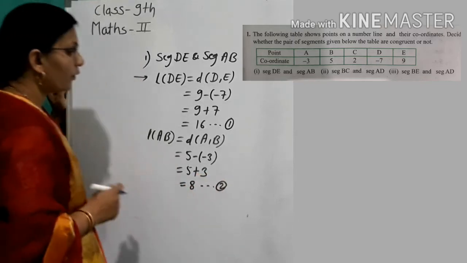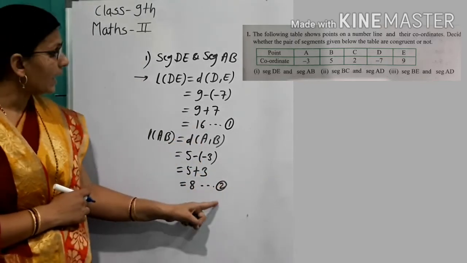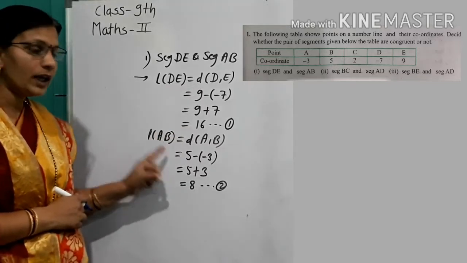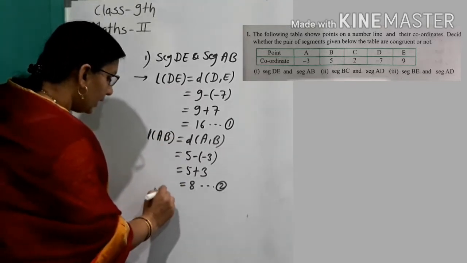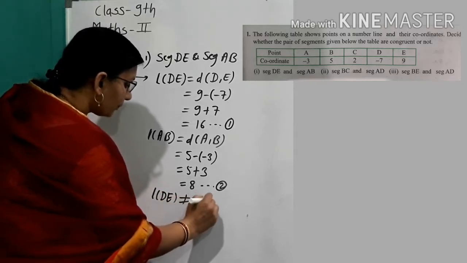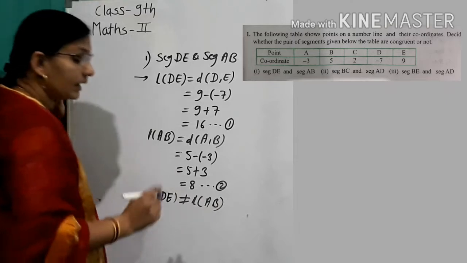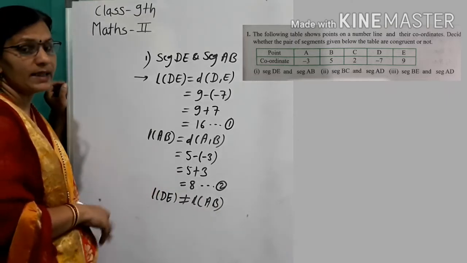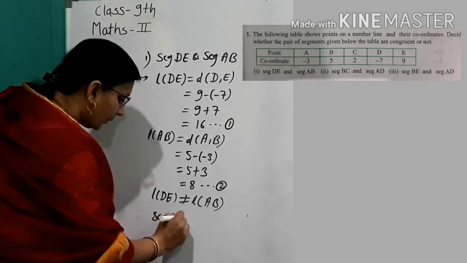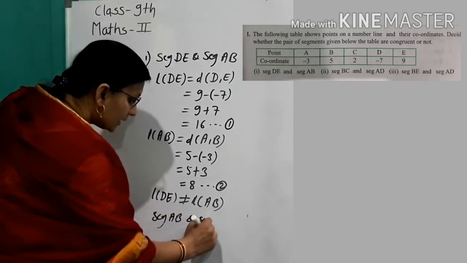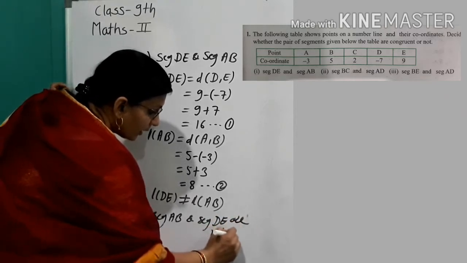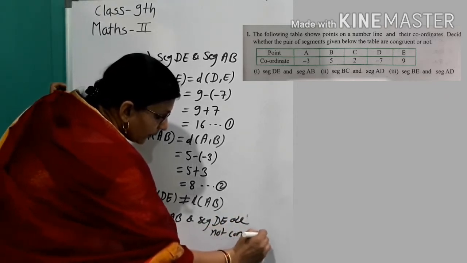That is number 2. From 1 and 2, observe that the length of DE is not equal to the length of AB. Therefore, these two segments are not congruent. That is, segment AB and segment DE are not congruent segments.